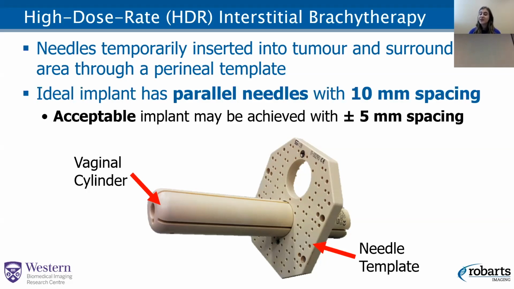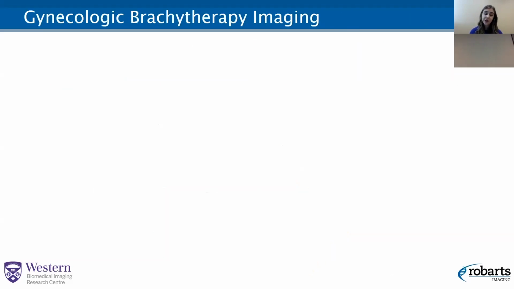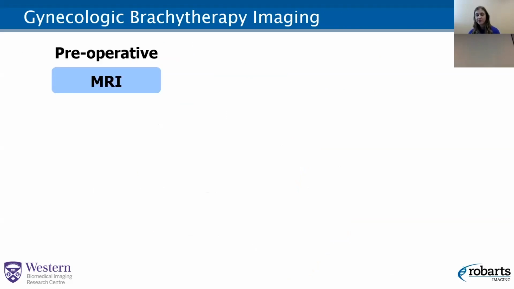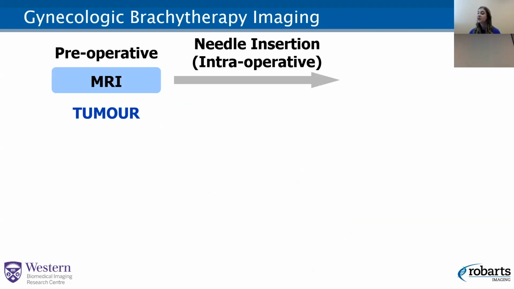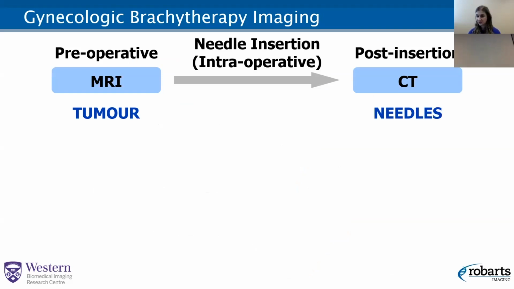Ideally, in order to do this, the implant has parallel needles with about 10 millimeter spacing. However, typically an acceptable implant may be achieved with about plus or minus 5 millimeter spacing. Currently, patients typically receive a preoperative MRI in order to provide information about the tumor itself. They then have the procedure to place all of the needles, following which they receive a post-insertion CT scan or MRI at some institutions in order to verify where those needles went.